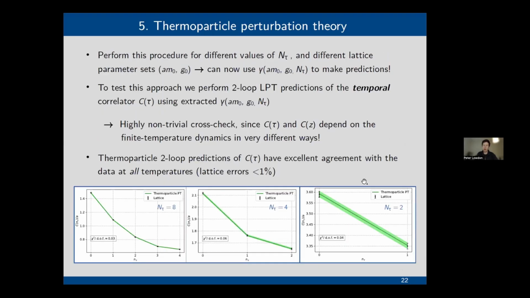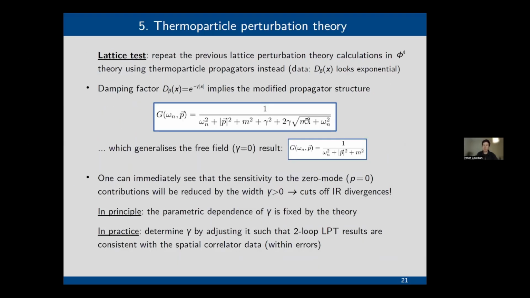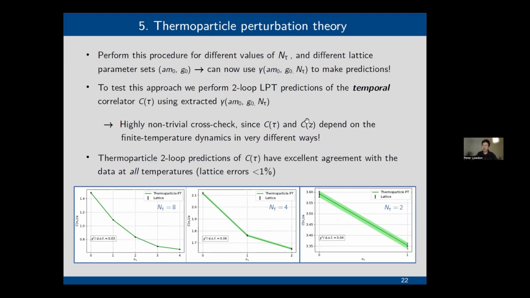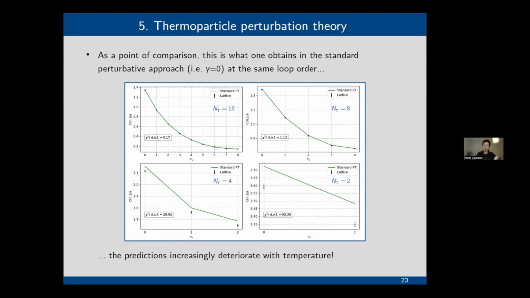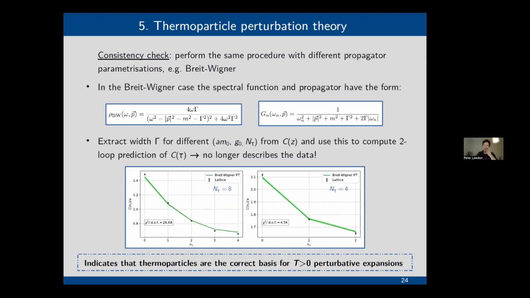We see that the thermoparticle prediction, specifically with this parameterization, describes the data consistently at all temperatures. The standard approach, of course, deviates very wildly, and using a Breit-Wigner parameterization, it doesn't match the data. So it shows that the predictions really do depend on the structure of the propagators. So the predictions that you make are actually sensitive to the structure of your scattering states. And so this would indicate that thermoparticles do indeed seem to be describing the perturbative expansion in the correct way.